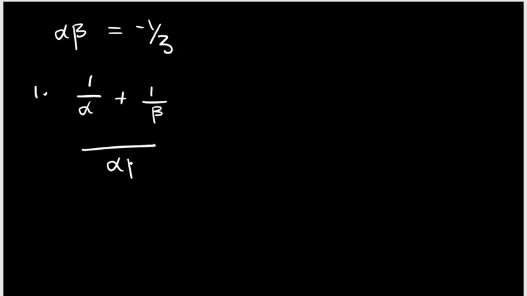So your LCM being alpha beta, this alpha goes into alpha beta, beta times 1, that's the numerator, is going to give us beta, plus this beta, that is the denominator, goes into the alpha beta alpha. The alpha is going to multiply the numerator here, and that will give us alpha. So we can rewrite this as alpha plus beta for this numerator over alpha beta.